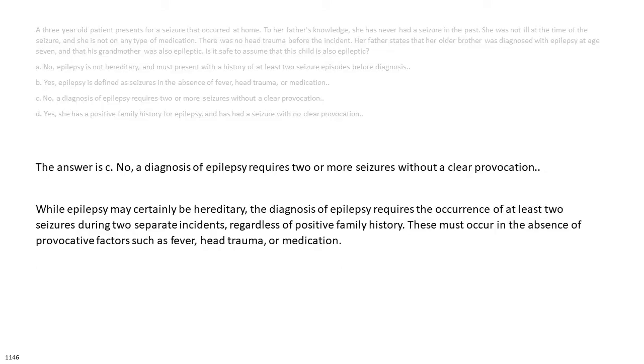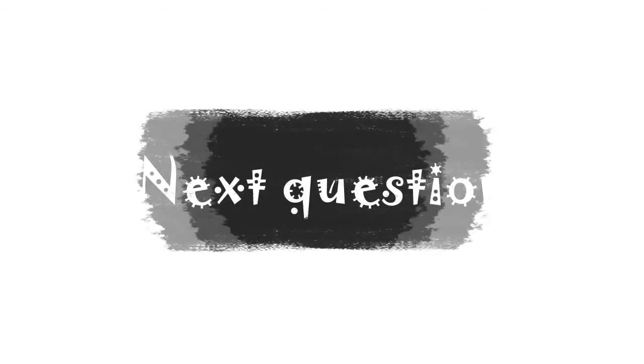The answer is C. No, a diagnosis of epilepsy requires 2 or more seizures without a clear provocation. While epilepsy may certainly be hereditary, the diagnosis of epilepsy requires the occurrence of at least 2 seizures during 2 separate incidents, regardless of positive family history. These must occur in the absence of provocative factors such as fever, head trauma, or medication.